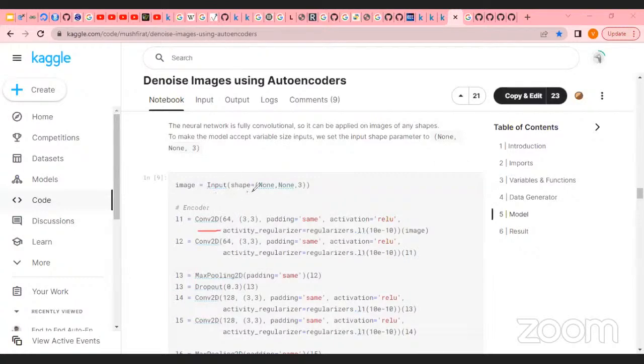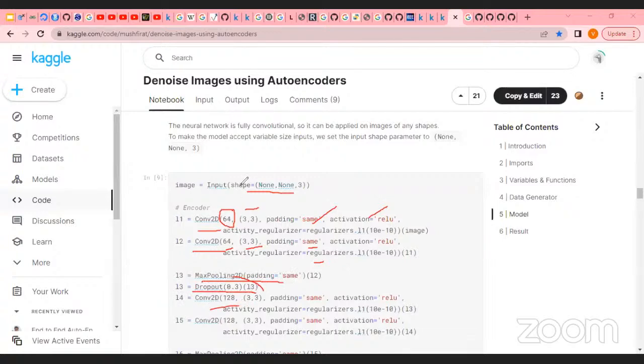For that purpose, I have imported a shape with 3 channels, color images. In layer 1, I have 64 filters of 3 by 3 with padding, ReLU activation function, and an activity regularizer. Then layer 2 has again 64 filters of 3 by 3, with padding and activation function. In layer 3, I do pooling, and then apply a dropout layer.